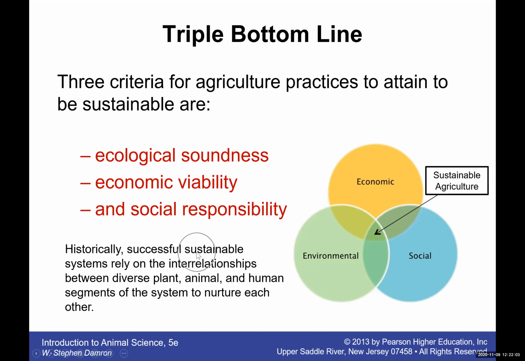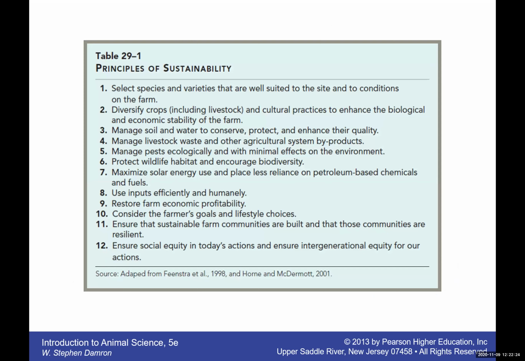When we think about successful sustainable systems, we typically see an interplay between plants, animals, and humans in the system, rather than one specialized system focusing solely on, say, dairy or solely on beef or solely on poultry production in high quantities. Right, so these are some of the principles. I'm not going to read them directly, but I'm going to briefly talk through them.